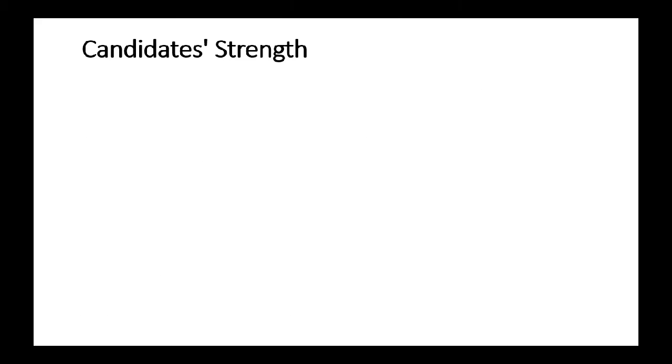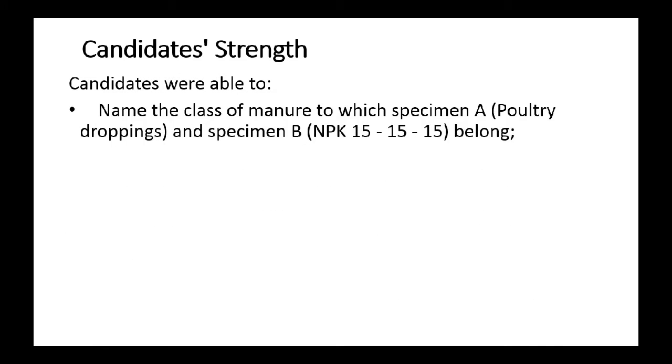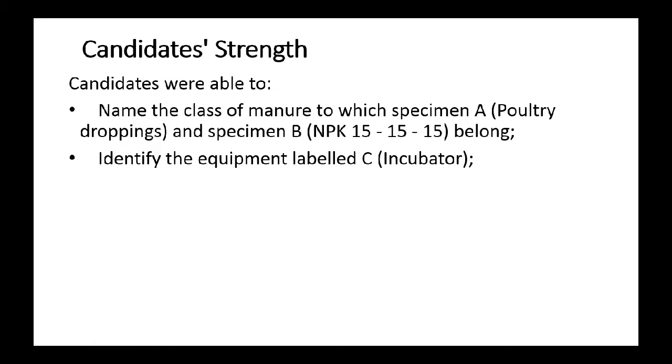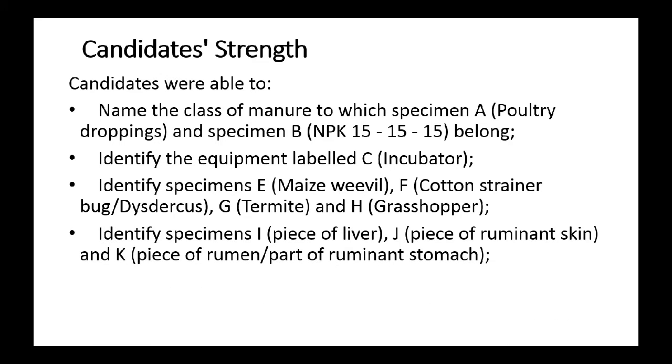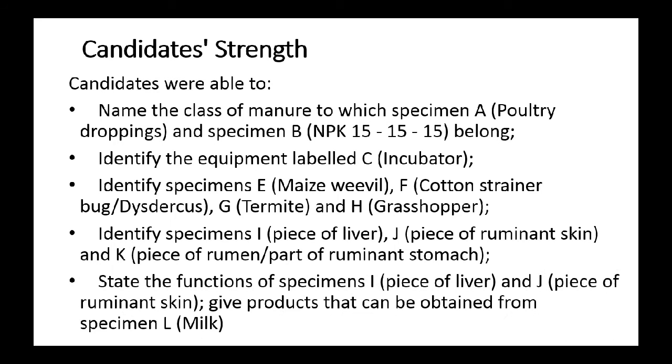In 2008, these were the following candidate strengths. Candidates were able to name the class of manure to which specimen A and specimen B belong. They were able to identify the equipment labeled C. The candidates were able to identify the specimens E, F, G, and H, and specimens I, J, and K. The candidates were also able to state the functions of specimens I and J, and also give products that can be obtained from specimen L.